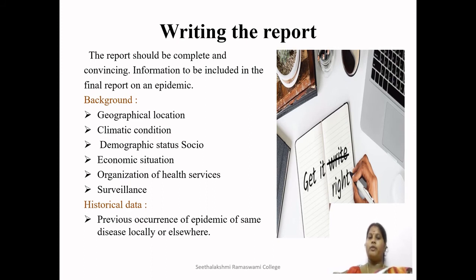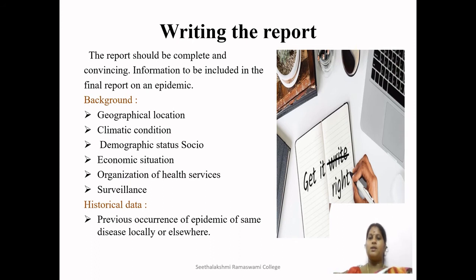The background for report writing is as follows: first we analyze the geographical location, such as climate condition. Based on the climate condition, most of the infections occur. Next one is demographic status, socio-economic situation, organization of health services, surveillance and early warning systems and normal disease prevalence.